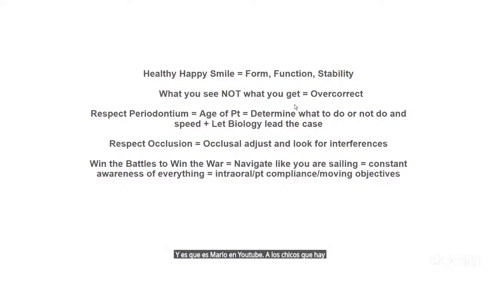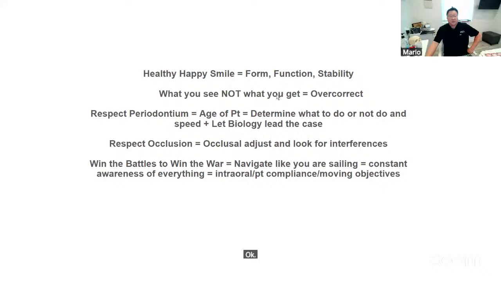Go ahead. It's beautiful. Okay, so we always want to understand that we're going after a healthy, happy smile, right? Which means form, function, and stability. This is very, very important. We need to understand and respect the bones, the teeth, the TMJ. So we always got to keep that in mind. Another thing I want to mention is that what you see is not always what you get, right? This is where overcorrection and over-expansion come in, understanding that sometimes what we treatment plan with the software may or may not happen.